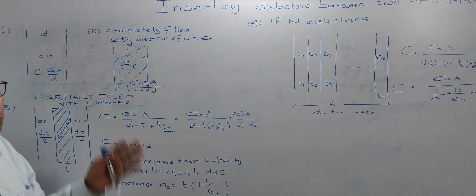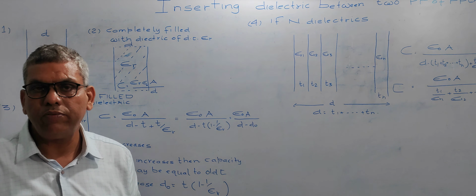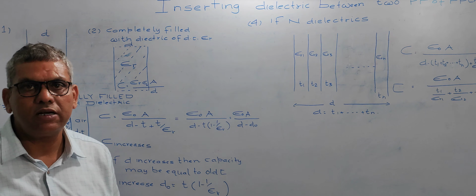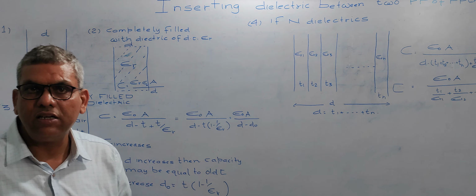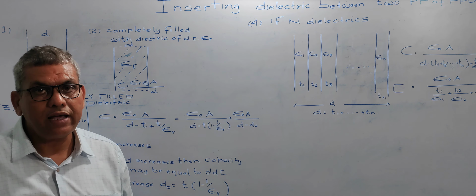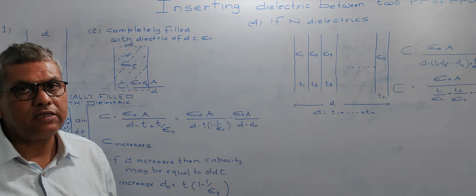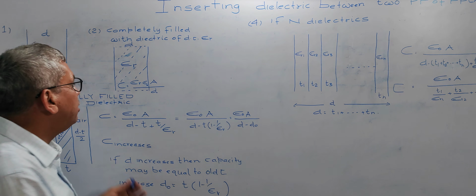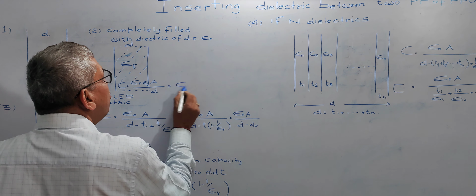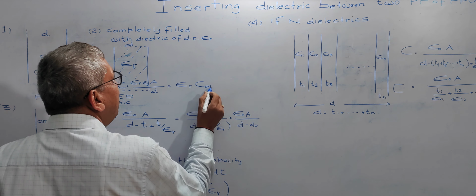Now, when between the two plates of the parallel plate capacitor, a dielectric of constant epsilon r is completely filling the space between the two plates, then I can write down the equivalent capacitance is increased. How much is it increased? It is increased epsilon r times. I can say epsilon r times C air, right?